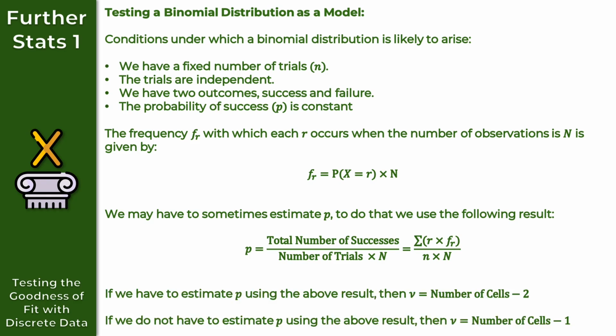And then finally, if we have to estimate p, our parameter, the probability of success, using the above result, then our degrees of freedom, nu, the Greek letter nu, is equal to the number of cells minus 2, because we have 2 constraints. If we don't have to estimate p using the above result, then our degrees of freedom nu is equal to the number of cells minus 1. Do take a note of all of this as we work through this. It is really important that you're aware of all of these properties. So that gives us everything that we need for testing a binomial distribution as a model.